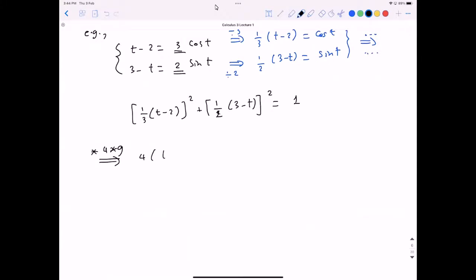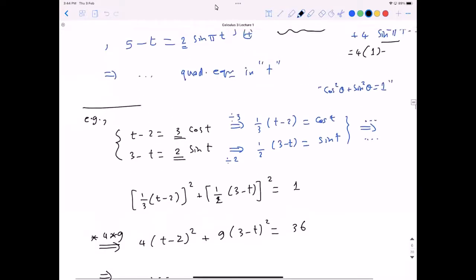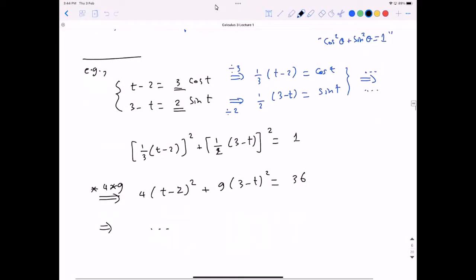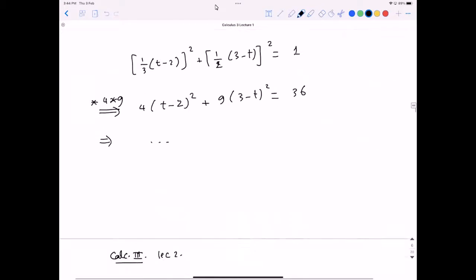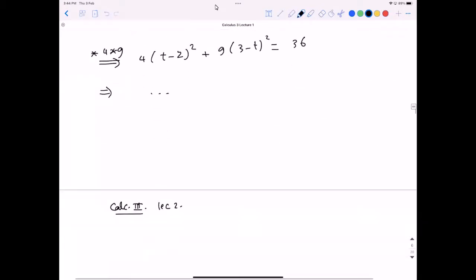Therefore, we get 4 times (t minus 2) squared, the 9 gone. Here, the 4 is gone, with 9 instead. (3 minus 2t) squared equals 36, which is 4 times 9. The rest is easy. You can do it yourself. I'm trying to let you be familiar with the algebraic manipulation we usually do. You can gain this, or you already have it, by working by hand every day of lecture and the day of submission of your web assignments.